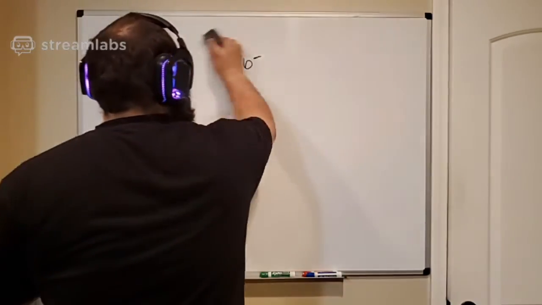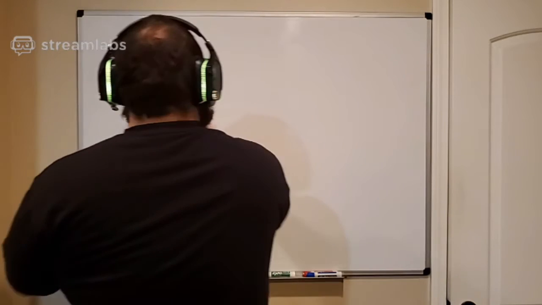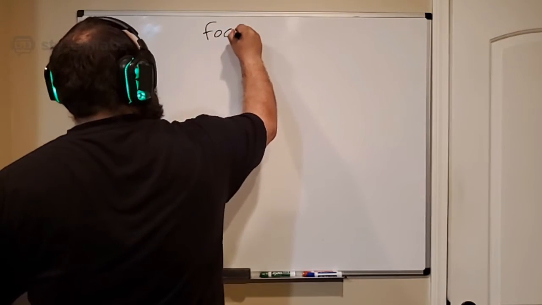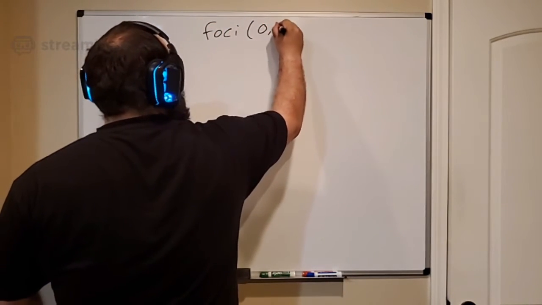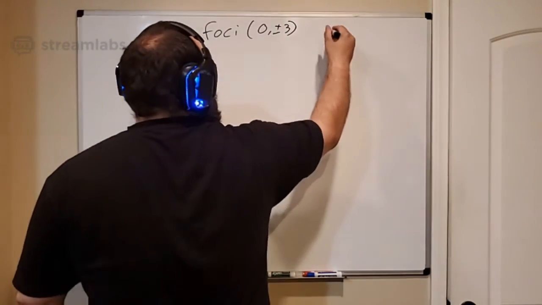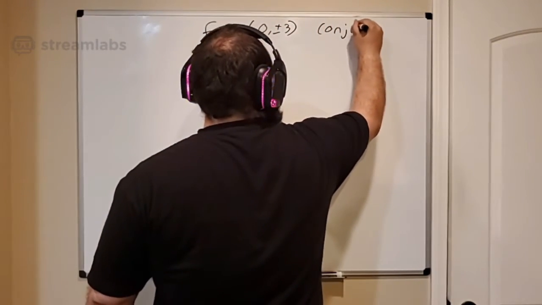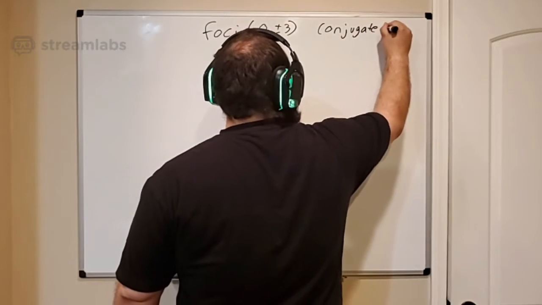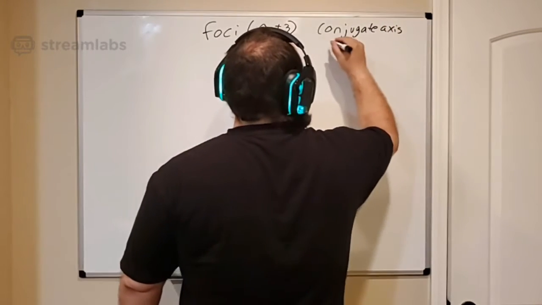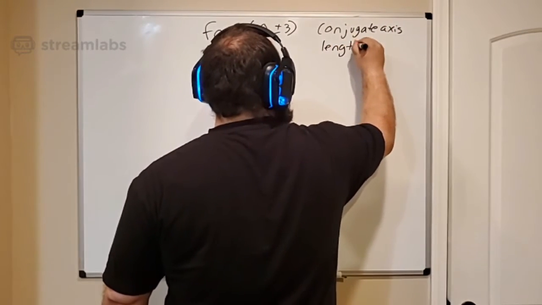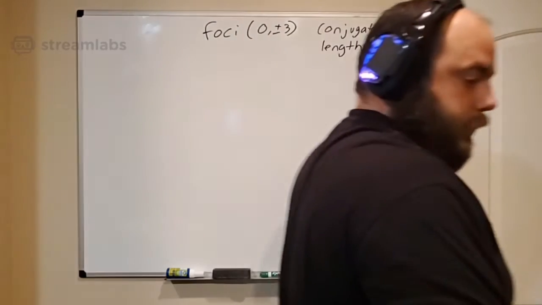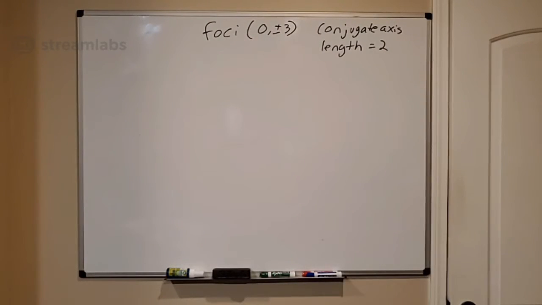Number 11 gives us the foci, 0 plus or minus 3, and the conjugate axis, which I didn't mention earlier because I forgot. Length equals 2, if I remember correctly. Yes. Okay, so before I forget to mention it again.